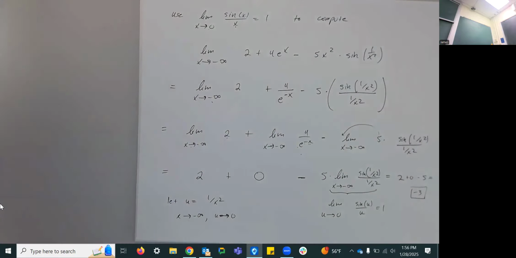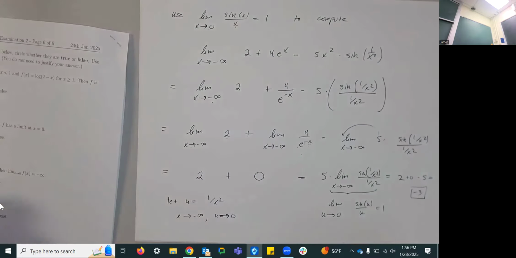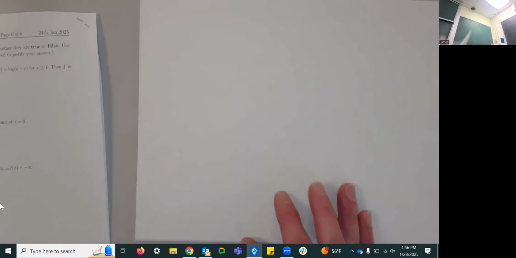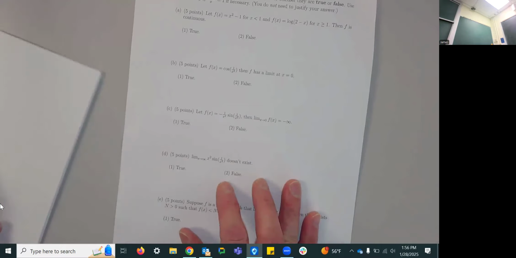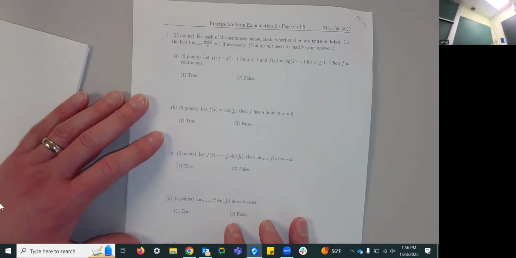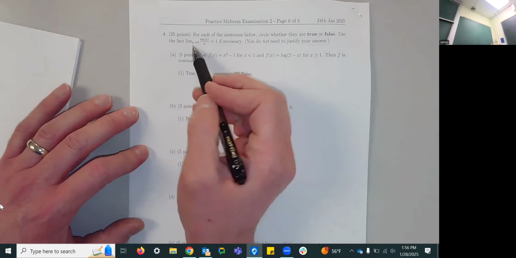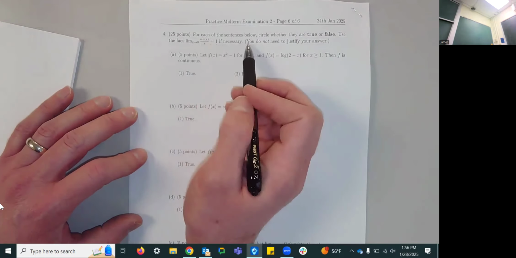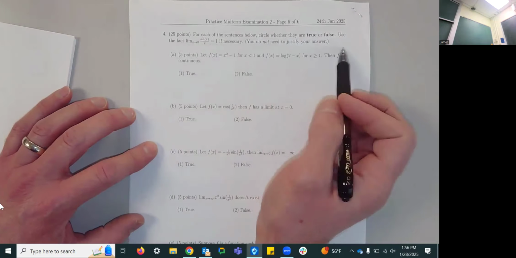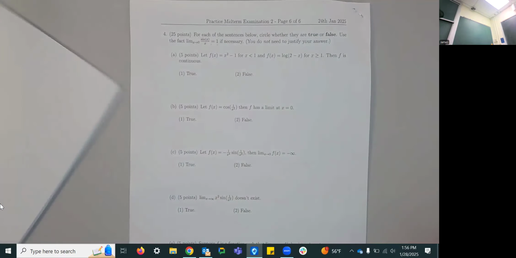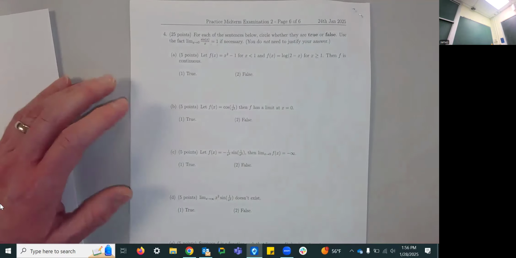The last page. No, there's one more page. True or false? True or false? The bane of many students' existence, in my opinion. But let's take a look at these. For each of the sentences below, circle whether they are true or false. Use the fact that the limit as x goes to 0 of sine of x over x equals 1, if necessary. You do not need to justify your answer, which always feels like a lie, but okay.